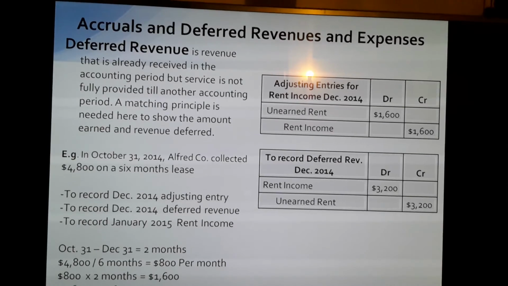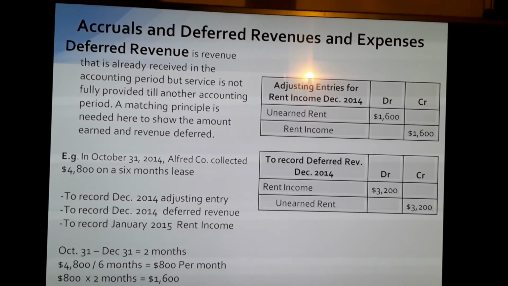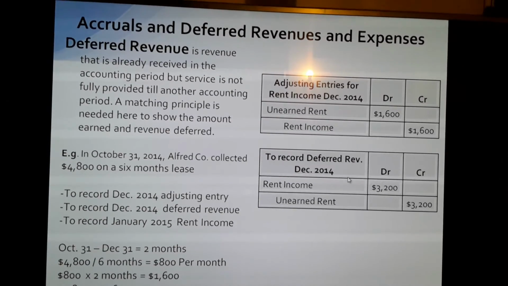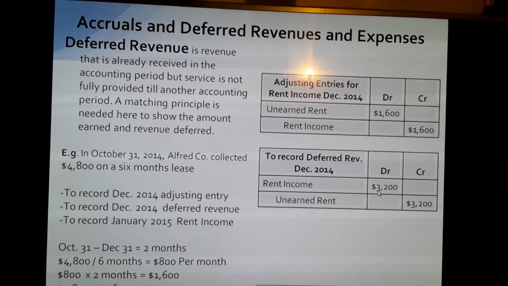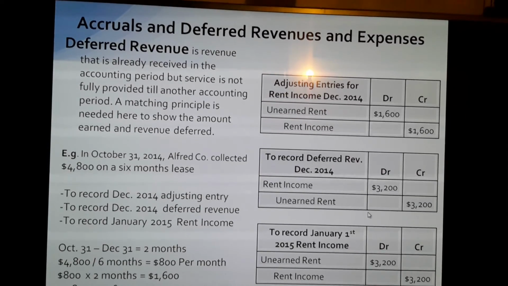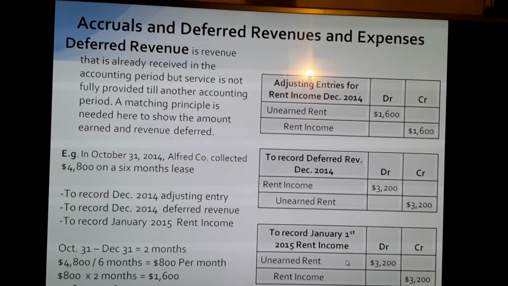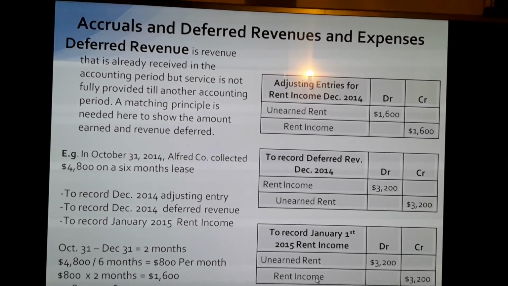Okay, and here our deferred revenues, how much do we defer? 4,800 minus 1,600 is going to give you 3,200. So this is deferred. We're not going to receive this until the next accounting period. Okay, so now in 2015, this is how this deferred rent is going to look like. Unearned rent 3,200 and rent income 3,200.